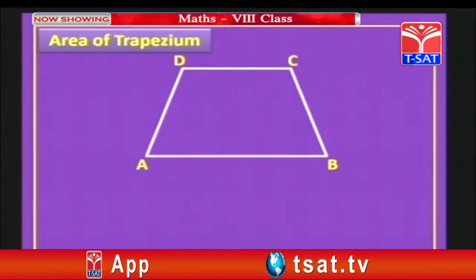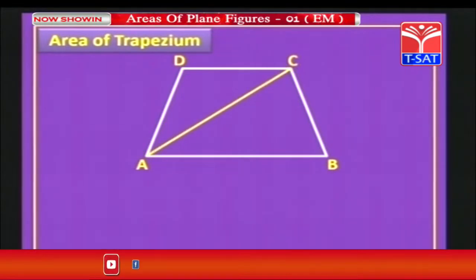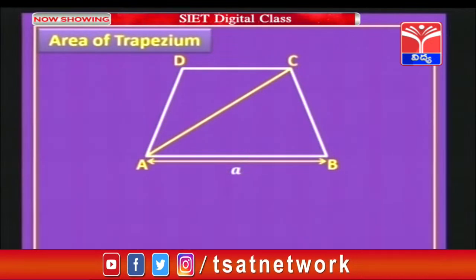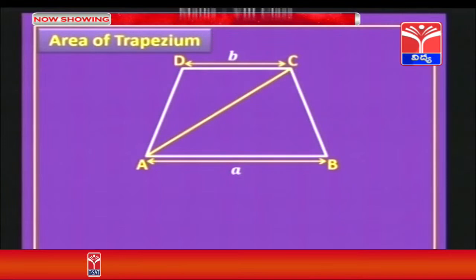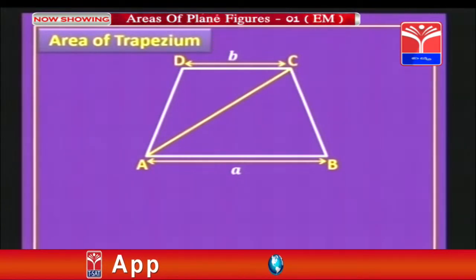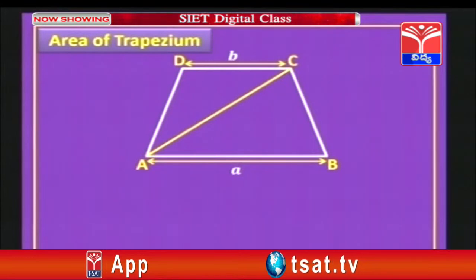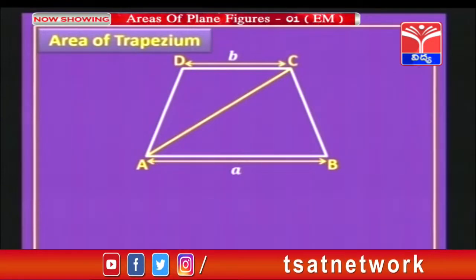Have a quick look at the image shown on your screen. So here ABCD is a trapezium with diagonal AC. If you notice, the length of side AB is a, whereas the length of side DC is b. Children, if you notice here again, in a trapezium, one pair of opposite sides are parallel, that is AB and CD are parallel to each other.